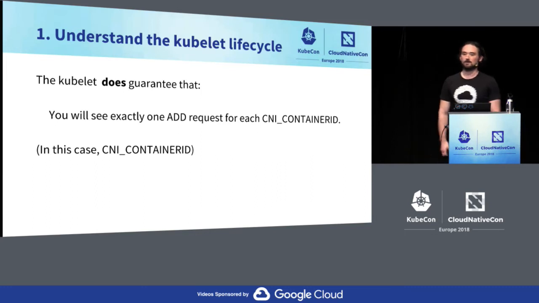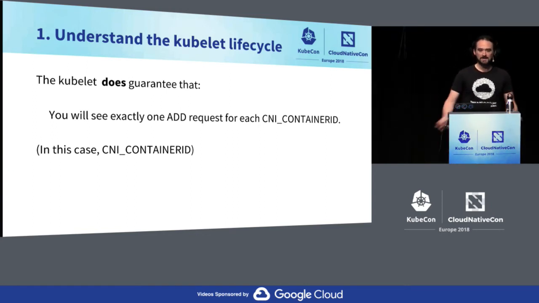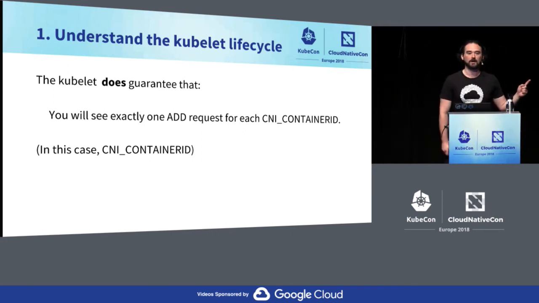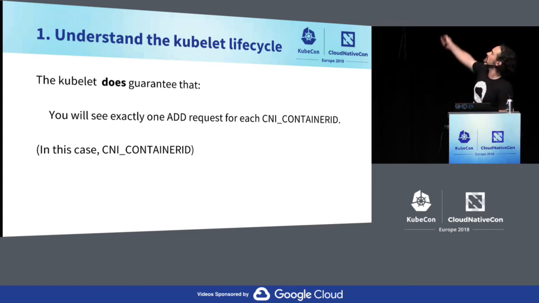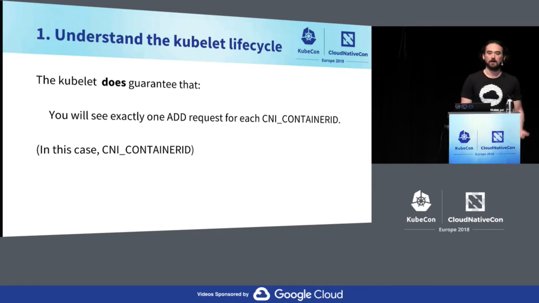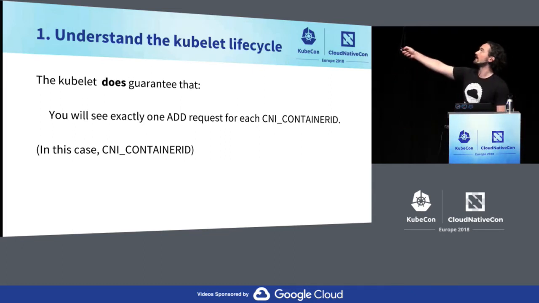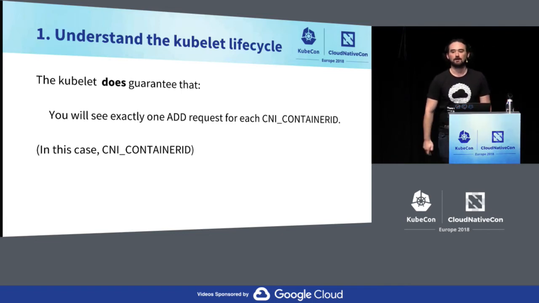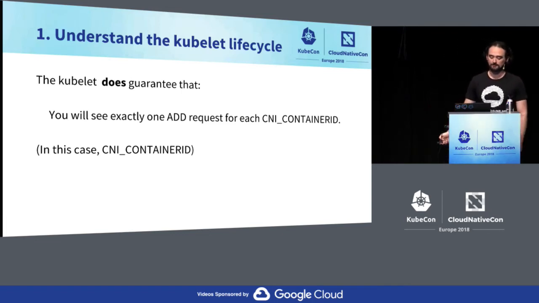The first thing you need to do, and we should all really do this, is to understand the life cycle of pods and the kubelet and how things are executed. The kubelet is massively parallel, has hundreds of Go routines, and it has very few guarantees. It gives you exactly one guarantee in the world of CNI. CNI has the notion of a container ID, some sort of UUID, a free text field that identifies a container. It's a meaningless thing. It's expected to be routed by the runtime. The spec requires, and the kubelet does guarantee, that you're going to see exactly one add request for each CNI container ID. And this is the only thing you can rely on.